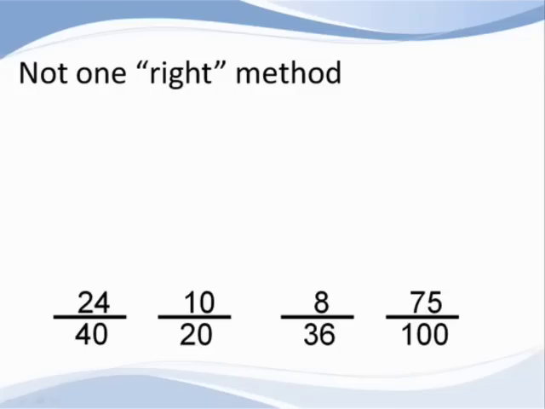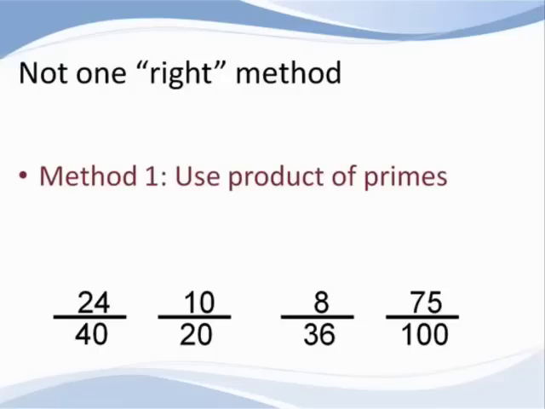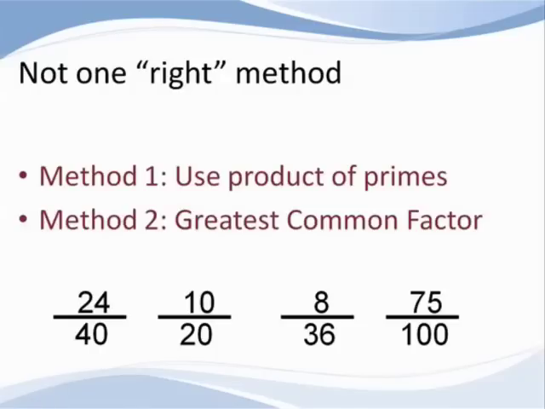In this lesson, we looked at reducing fractions using two related methods. The first was to factor the numerator and the denominator into the product of its primes. The second was to find the greatest factor and divide that number into both the numerator and the denominator. Neither method is more correct than the other. It all depends on which method makes the most sense to you.